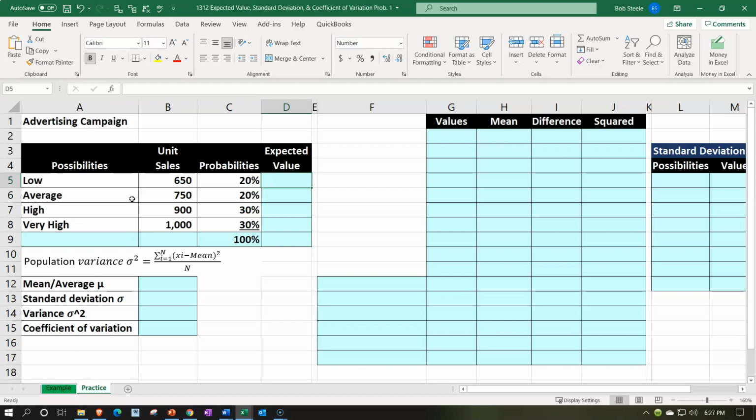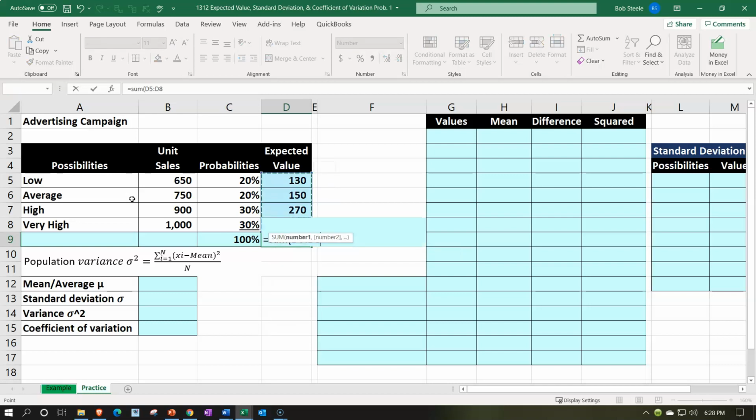So if we take our totals here, we're going to say the 650 times the 20% has a 130, the 750 times the 20%, the 900 times the 30%, and the 1,000 times the 30%. Then if we were to add those up, we get our total expected value, which would be the 850. So we're going to say that our expected value is going to be the 850 in this case.